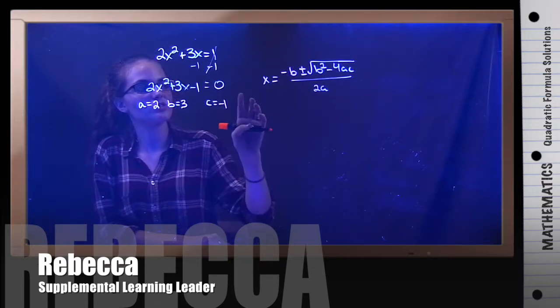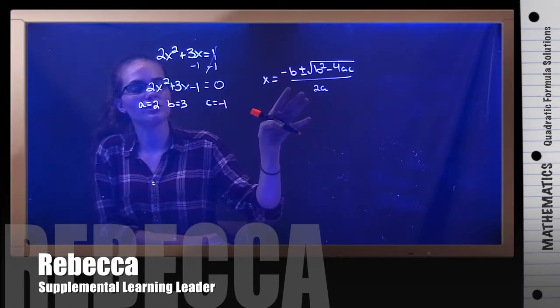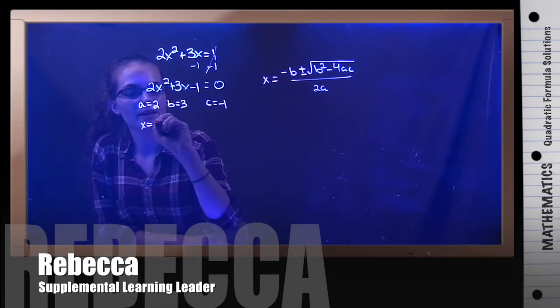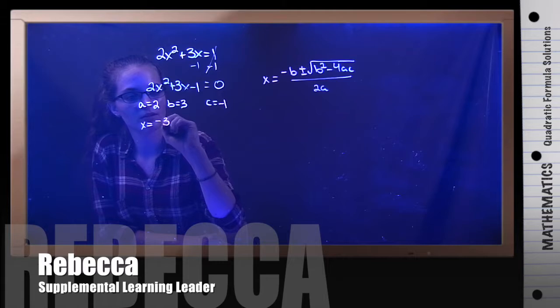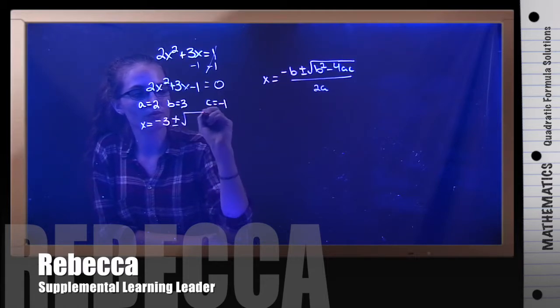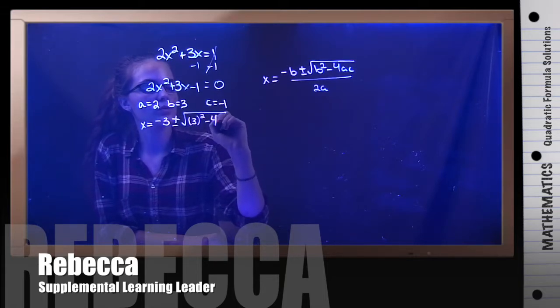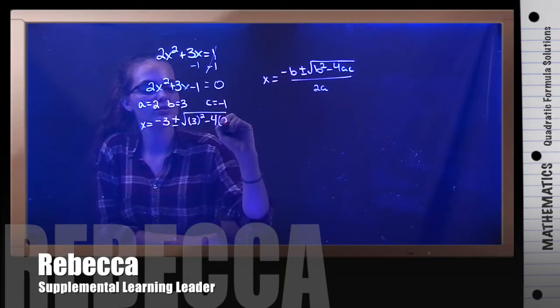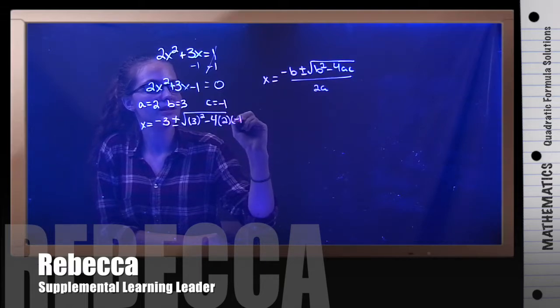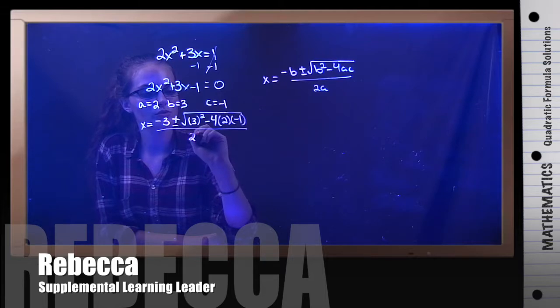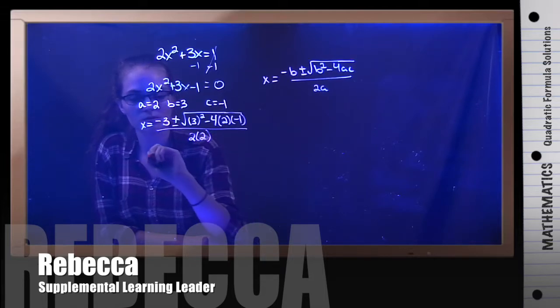Now we're just going to substitute everything into our equation. So we have x equals negative b, which is 3, plus or minus the square root of b squared, so that would be 3 squared, minus 4 times a, which is 2, times c, which is negative 1, all over 2 times a, which is 2.